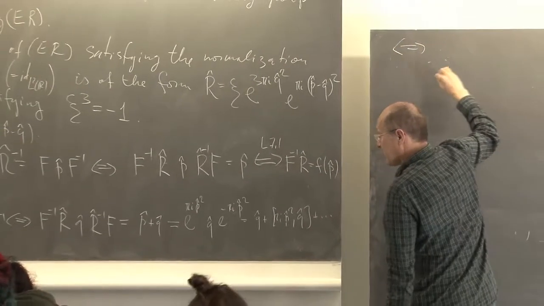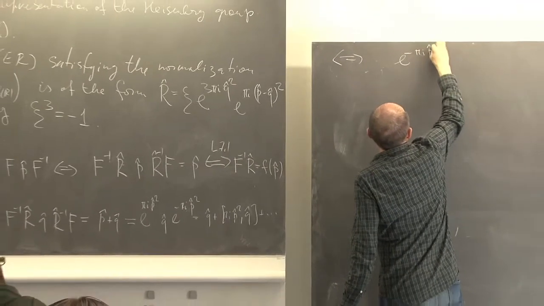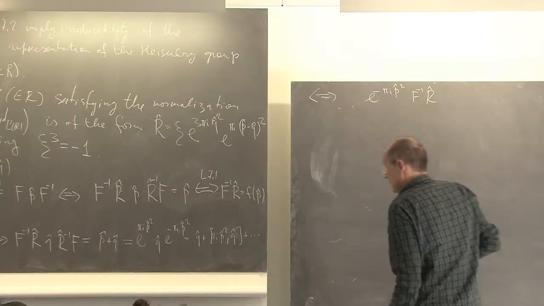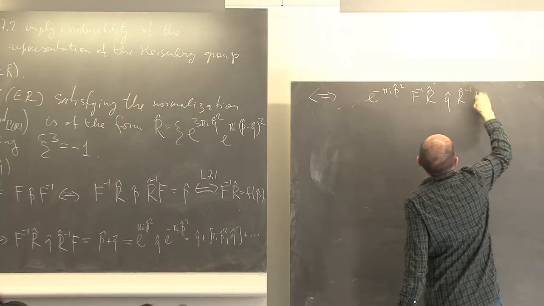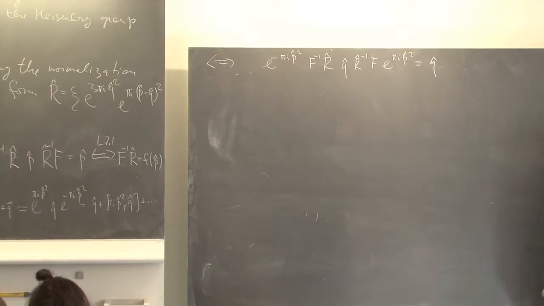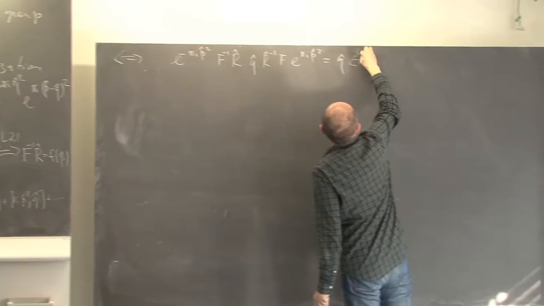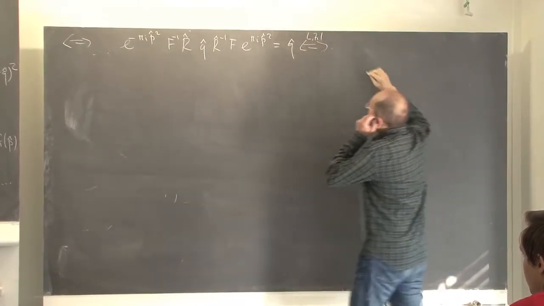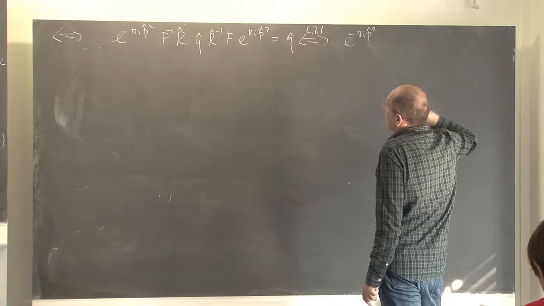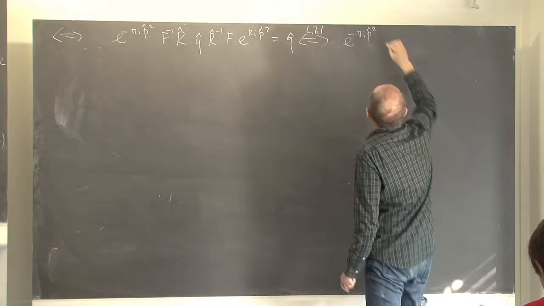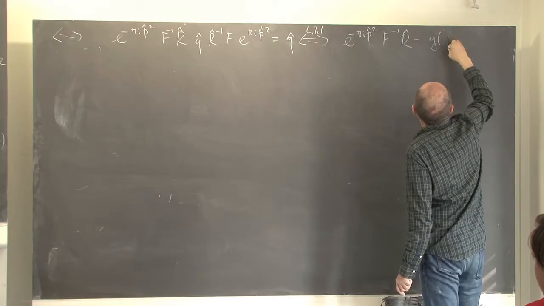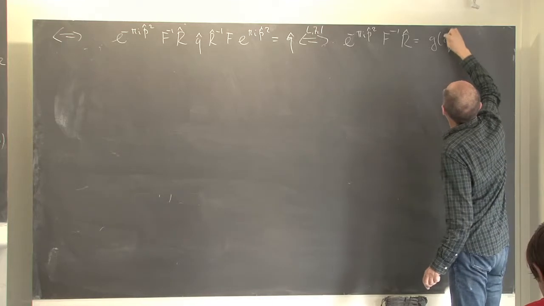So this is equivalent to say that e to the minus pi i P squared, F minus 1 R hat, Q hat, R minus 1 F, e to the pi i P squared equal Q. Again, we got some operator which commutes with Q. And by lemma, still lemma 7.1, we conclude that e to the minus pi i P squared F minus 1 R is a function of P hat, Q hat. It commutes with Q, so it's a function of Q hat.